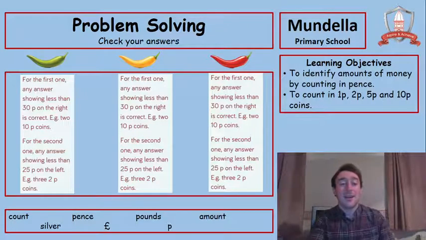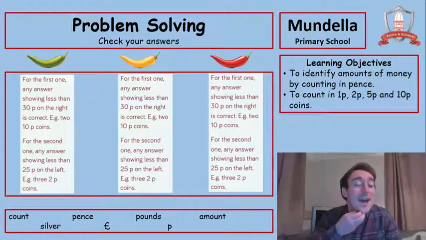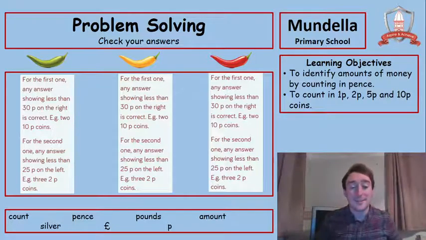Okay, look, it says for the first one, any answer showing less than 30p on the right is correct. So that's your clue. Go back if you haven't paused and done it, because I moved on quite quickly there. So go back and pause and have a look at the coins and then do what you need to do. And then unpause for these answers. And yeah, these answers show that anything less than 30p on the other side is correct. And on the other side, anything less than 25p is correct as well.